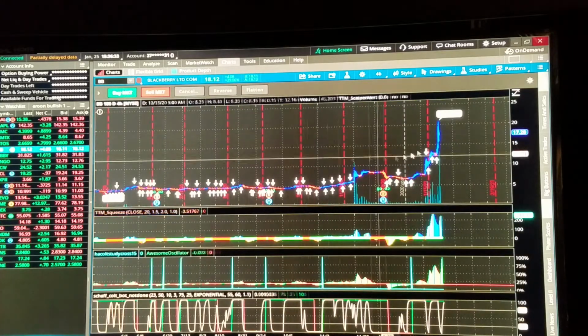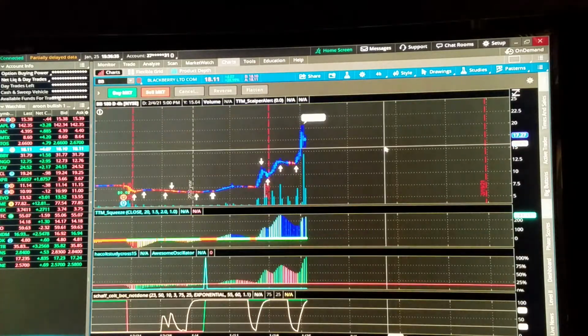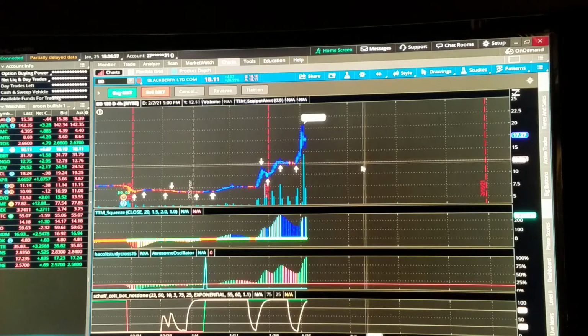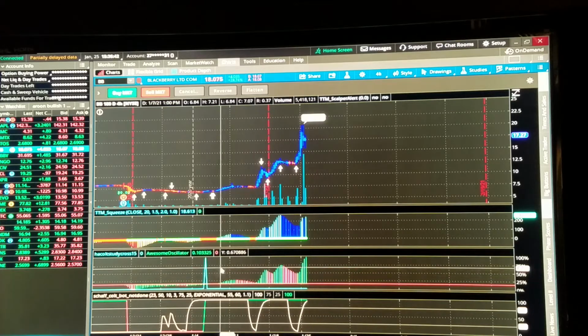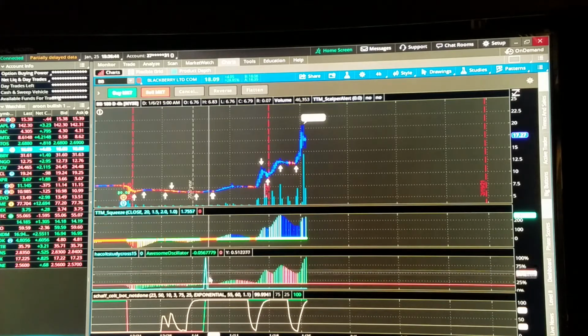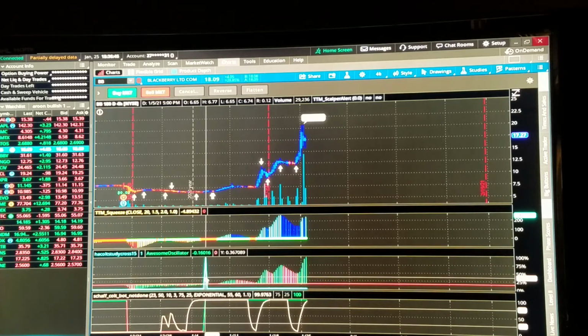BB. Blackberry. Okay. And pull back and then a jump. But here was that signal there. So we really want to look for this signal here.